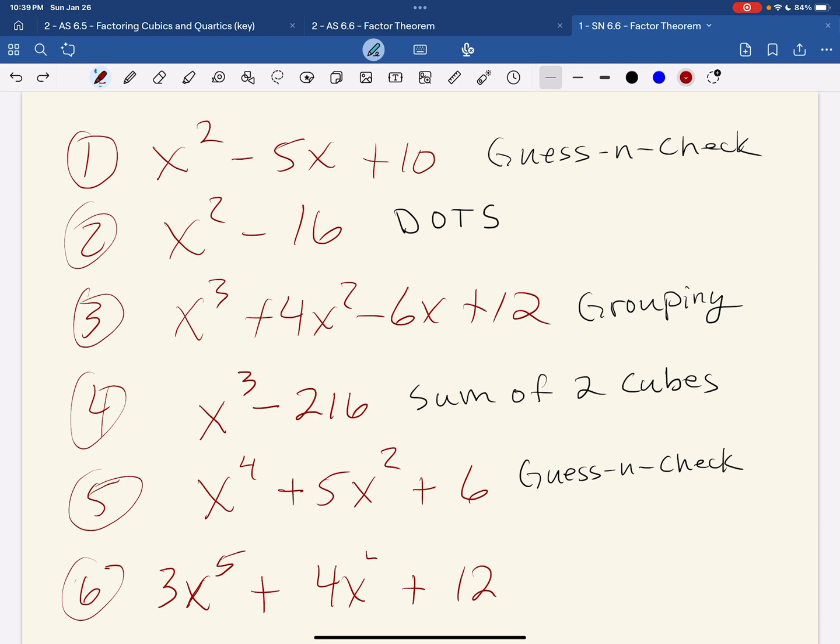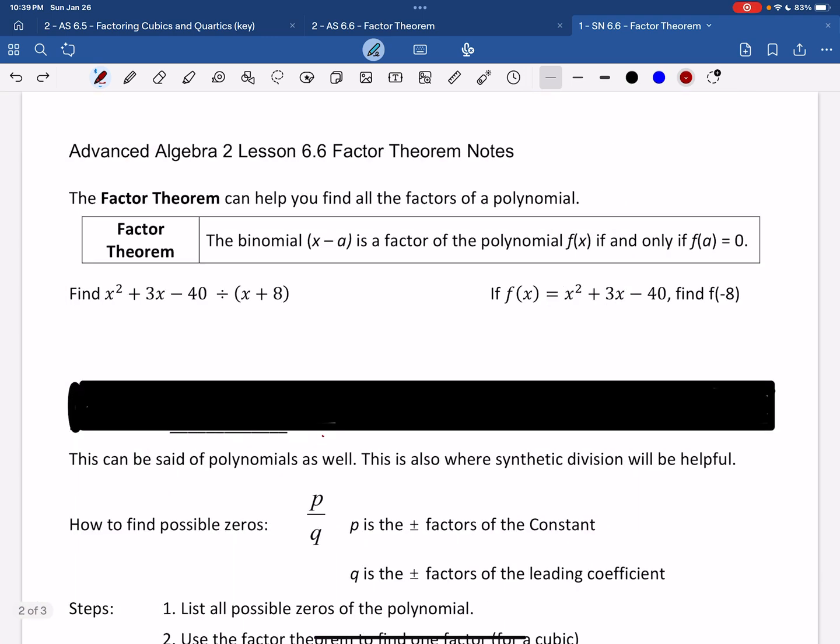However, if I take away that information, I'm just left with 3x to the 5th plus 4x plus 2. We don't know how to factor that one yet, and that's what today's lesson is about. At the end of today's lesson, you will have a process to factor any polynomial. So let's go ahead and get started. The main theorem we're going to be using today, there are more than one, but one of the main ones is the factor theorem.